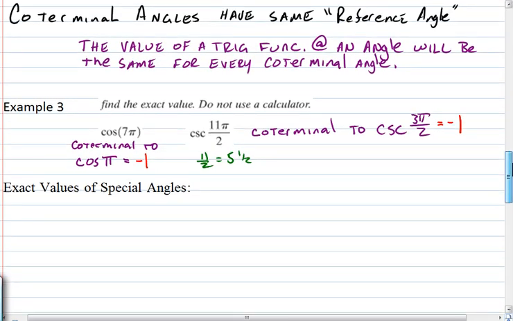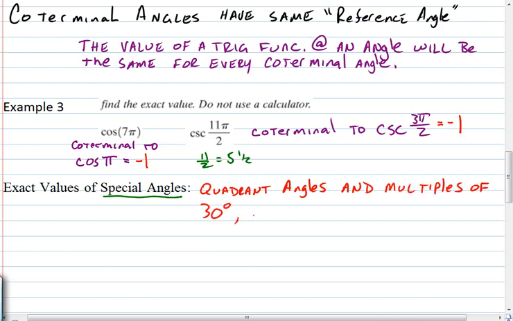The next thing I want to mention is the exact value of special angles. There's certain angles that we consider special angles, and these angles are all of the quadrant angles that we just went over, and multiples of 30 degrees, 45 degrees, and 60 degrees. And these will be our reference angles. In radians, this would be pi over 6, pi over 4, and pi over 3.